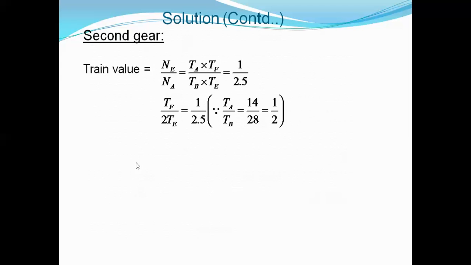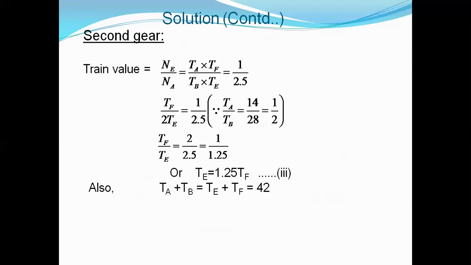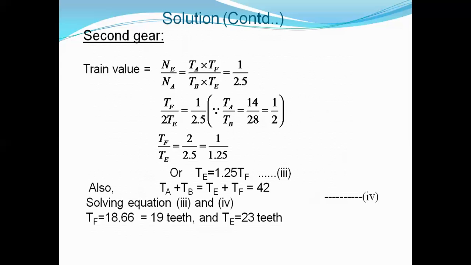Substituting here, TF divided by TE is equal to 2/2.5. Simplifying 2/2.5 gives 1/1.25. So TE is equal to 1.25 into TF. Again, TA plus TB is equal to TE plus TF is equal to 42, because the pitch is the same for all. Solving these two equations, TF is 19 teeth and TE is 23 teeth.